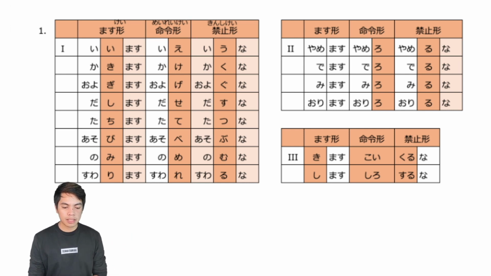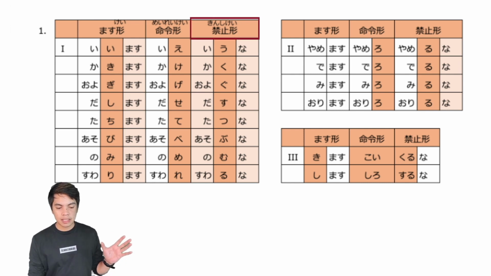Now to form the kinshi kei of verbs, just change the I sound characters of the group 1 verbs to U sound characters and add na. So basically these are dictionary forms of verbs. You already know how to conjugate the verbs to the dictionary form. Just add na. Okay? So for example, the verb iimasu, the dictionary form is iu plus na, iuna.